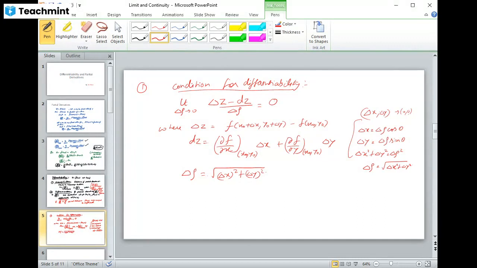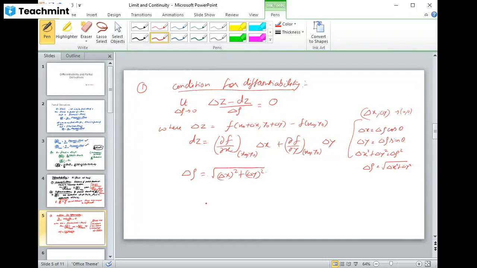So how do we conclude that your function is differentiable at a point or not? If this limit exists and is equal to 0, then we say that your function is differentiable at the point x naught, y naught. And if this limit does not exist or is not equal to 0, then we can say that your function is not differentiable at that point.